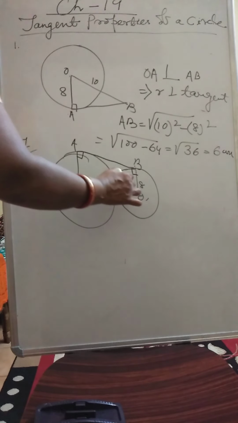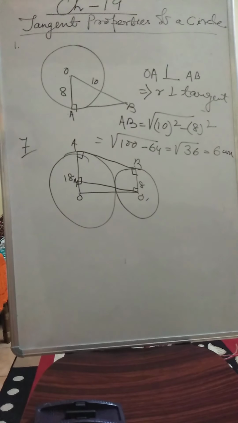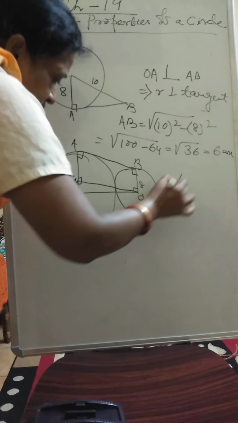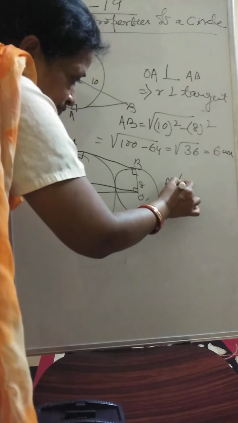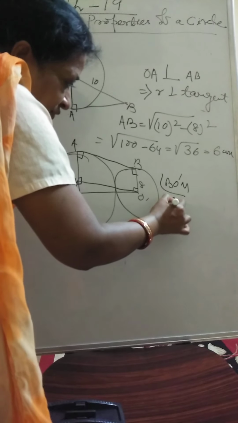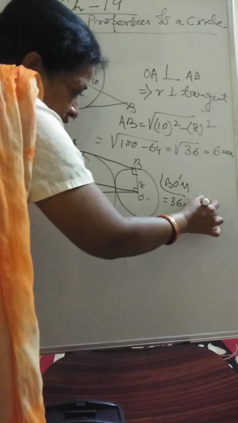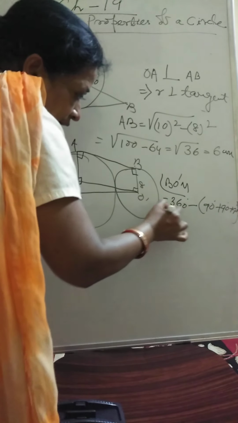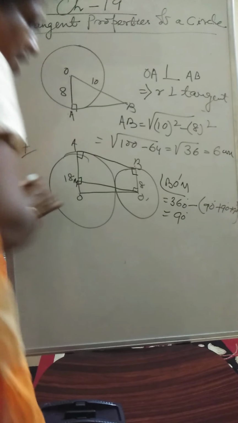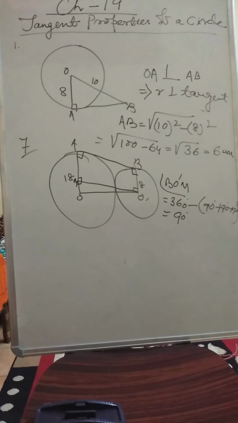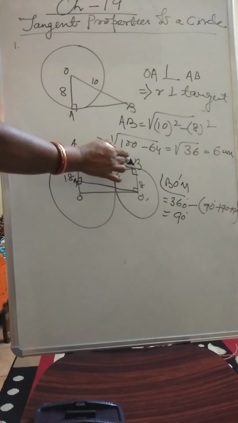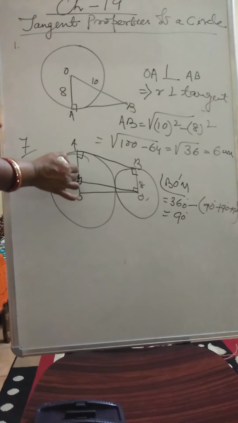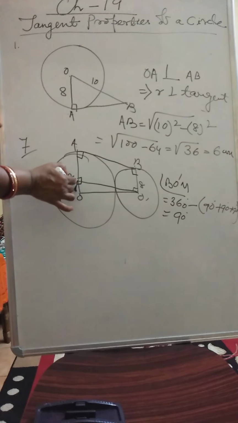Okay. Now say that in this rectangle, I can write 360 minus 90 degree plus 90 plus 90. It is 90 degree. Therefore, it is a rectangle. Clear? Radius is perpendicular to tangent. Radius is perpendicular to tangent. By construction, you are writing this is perpendicular to AO.